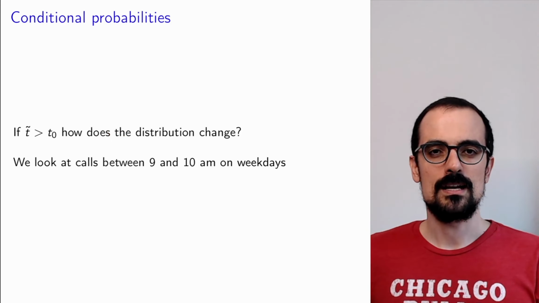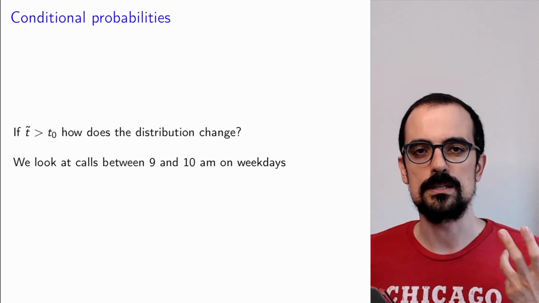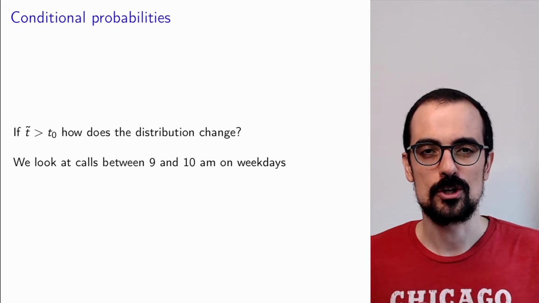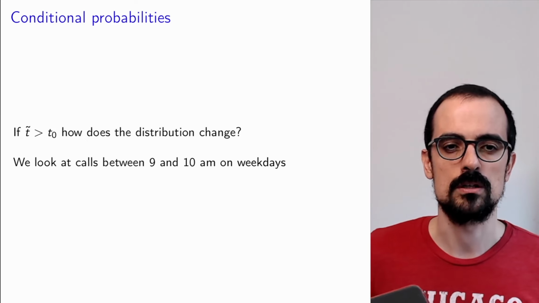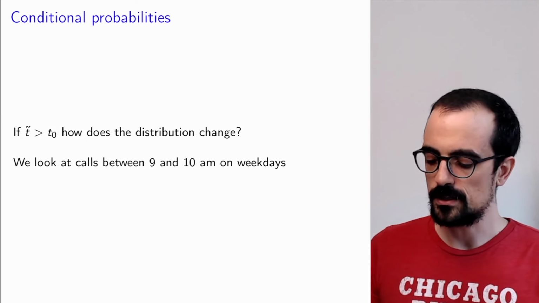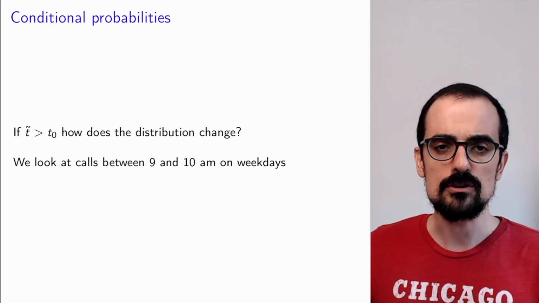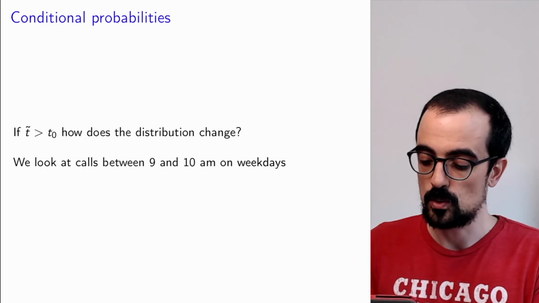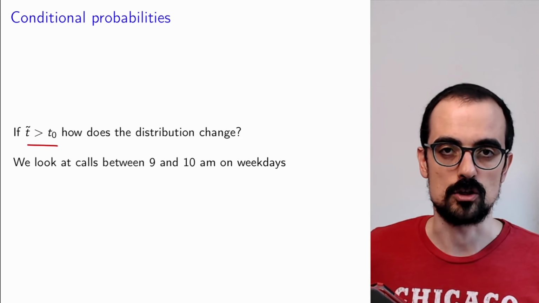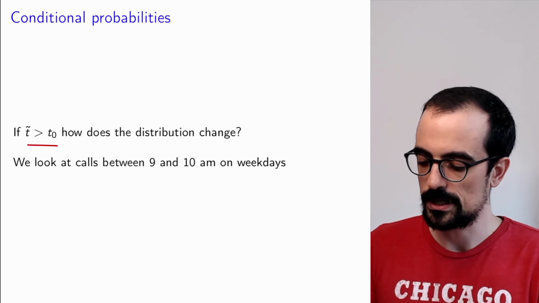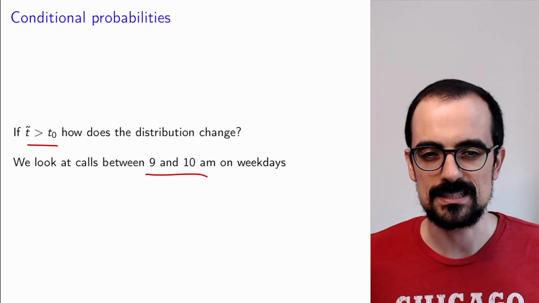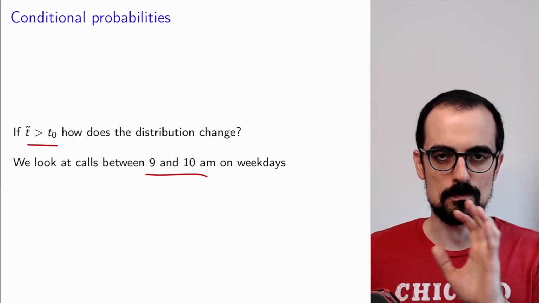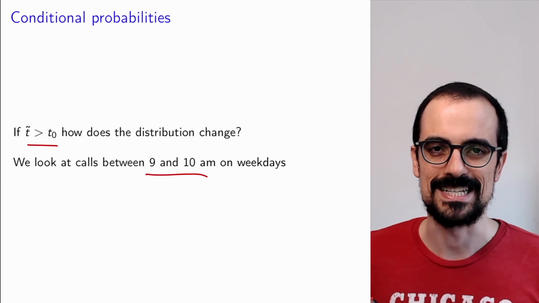All right, so now let's delve a little bit deeper into the properties of the exponential distribution. And in order to do that, we're going to take a closer look at this data. In particular, we're going to be interested in how the distribution of the time between calls changes if we consider calls where the time is greater than a certain constant. Here we're going to be looking at another interval between 9 and 10 a.m. The reason is that there are more calls within that interval, so it was just easier to compute the conditional distributions that you're going to see in a moment.